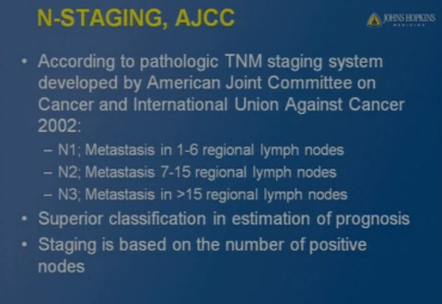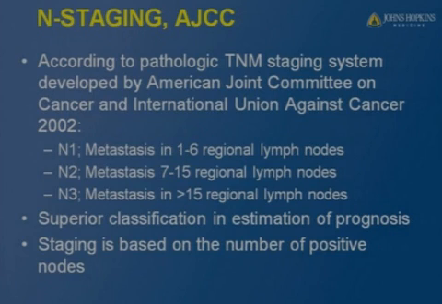We are talking about the N staging. N staging is one of the most important stages. According to the TNM staging system developed by AJCC in 2002, there are 3 N stages. These are based on the number of lymph nodes involved by the disease. N1, when up to 6 regional lymph nodes are involved; N2, when there are metastases in up to 15 regional lymph nodes; and N3 if more than 15 regional lymph nodes are involved.